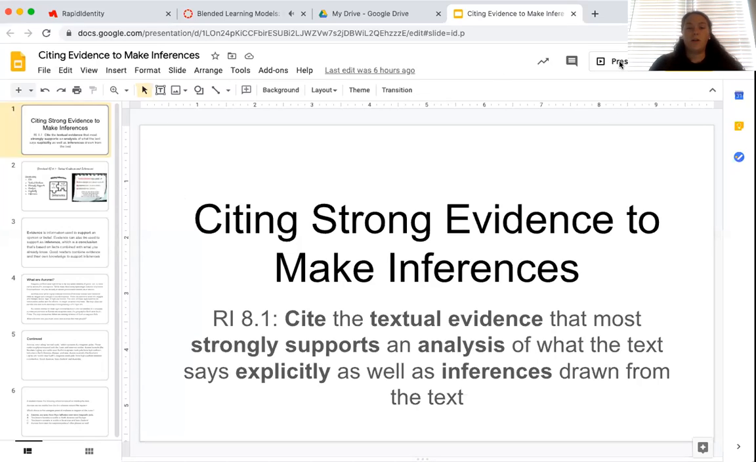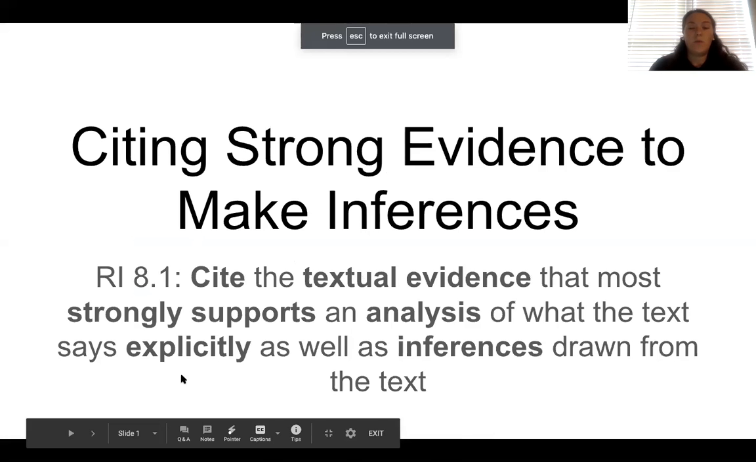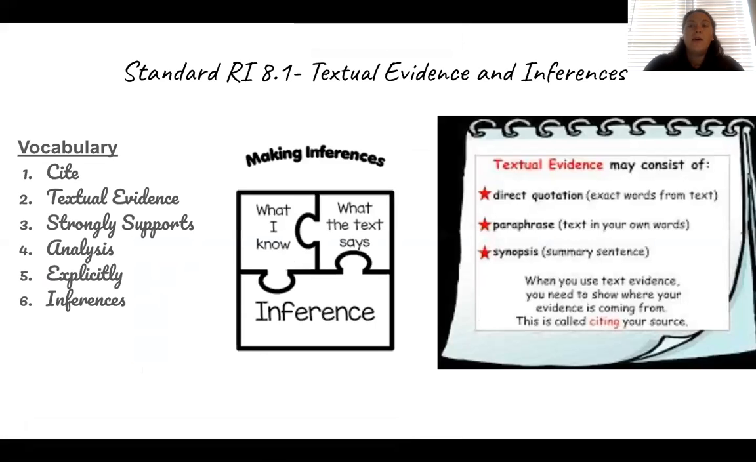So first I want to talk to you about citing strong evidence to make inferences. So this is what the standard says, and it should look very familiar. It is the same exact wording for RL 8.1. Cite the textual evidence that most strongly supports an analysis of what the text says explicitly, as well as inferences drawn from the text. Here is a slide that goes over the vocab. The key vocabulary is listed here.